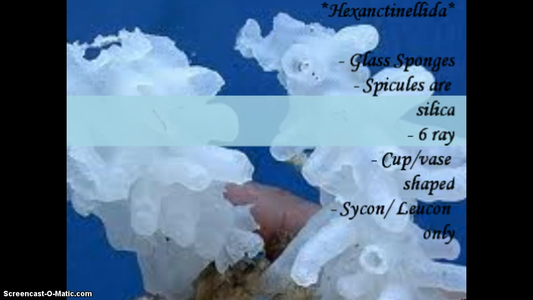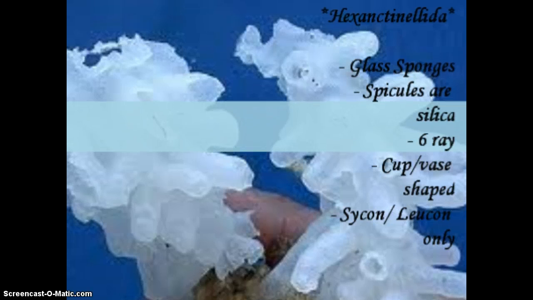Next class is Hexactinellida. I can't pronounce this, I'm sorry. They're considered the glass sponges. The spicules are made of silica. They're 6-rayed. They're cup or vase shaped, and they are the sycon and leucon body forms only.